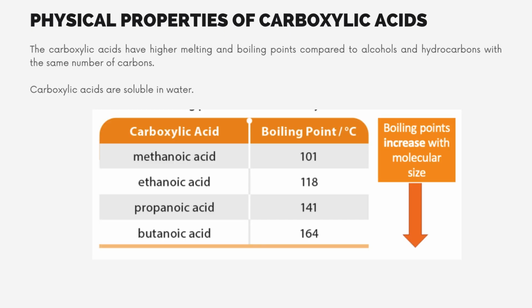Carboxylic acids have higher melting and boiling points compared to alcohols and hydrocarbons containing the same number of carbons. Carboxylic acids are generally soluble in water. They also show a gradual trend in their boiling points. Their boiling points increase as the molecular size increases.